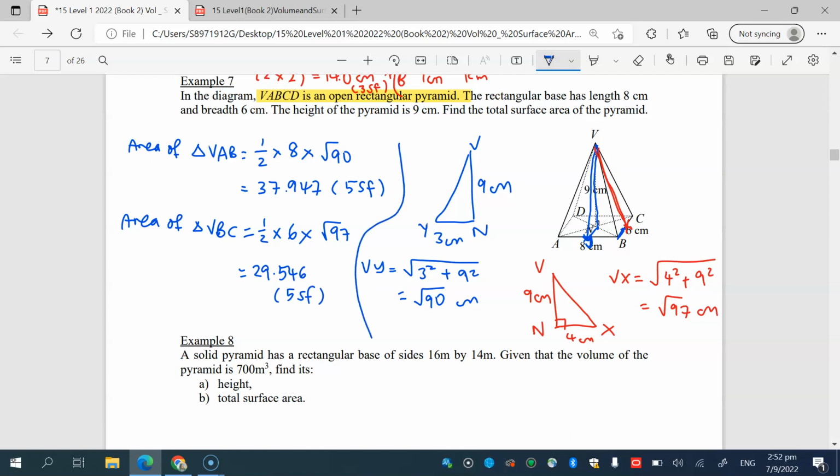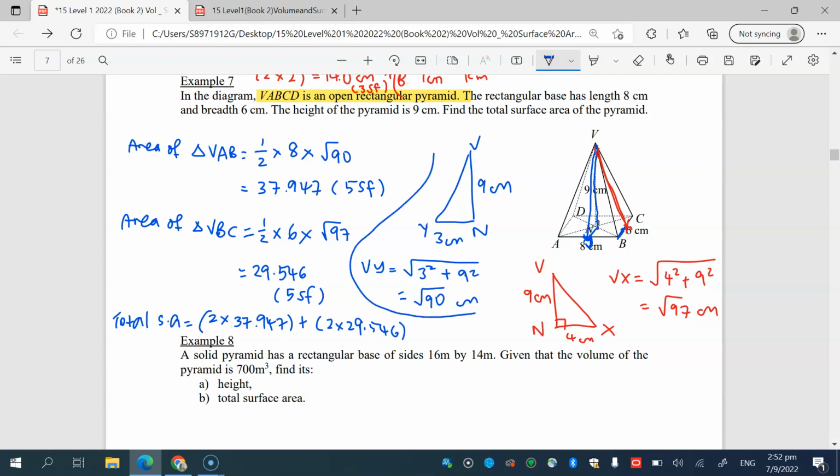Alright, so once again, there are two of these triangles because there's one here, VBC and VAD. So the total surface area will be 2 times 37.947 plus 2 times 29.546. There's no need to add the base because it's an open pyramid.